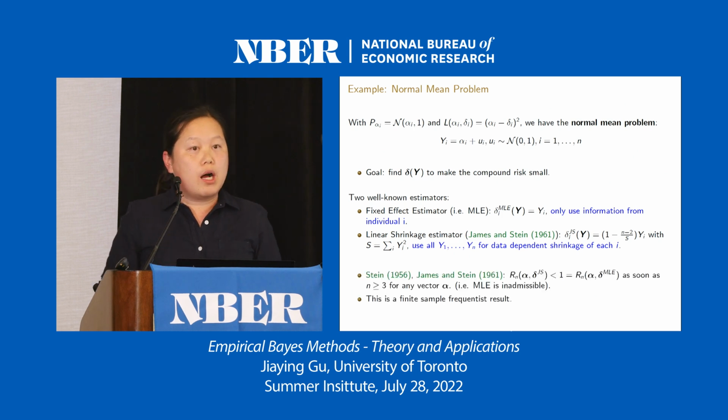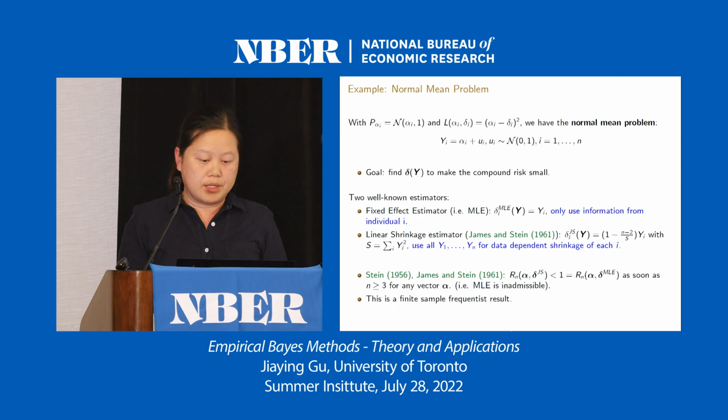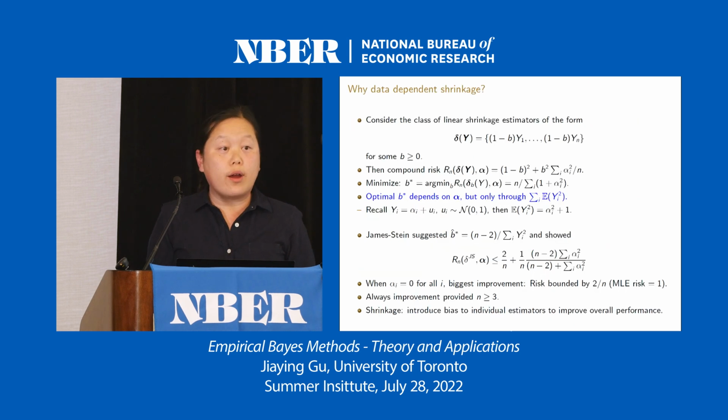And there is this very powerful result in Stein 1956, as well as in the James and Stein paper in 1961, which shows that the maximum likelihood estimator is inadmissible, in the sense that the risk of using MLE is going to be dominated by the James-Stein estimator as soon as sample size n is greater than or equal to 3, and for any vector of alpha. So this is a very powerful finite sample frequentist result. Now let's try to understand where it comes from.